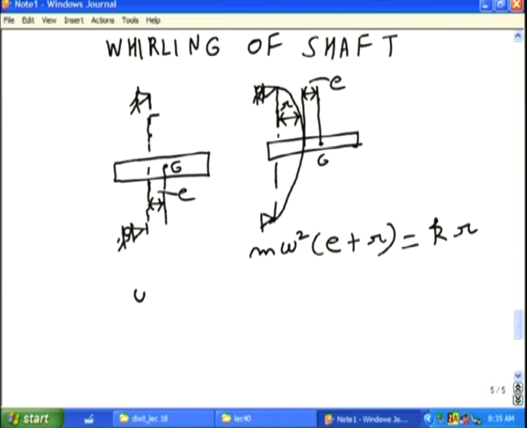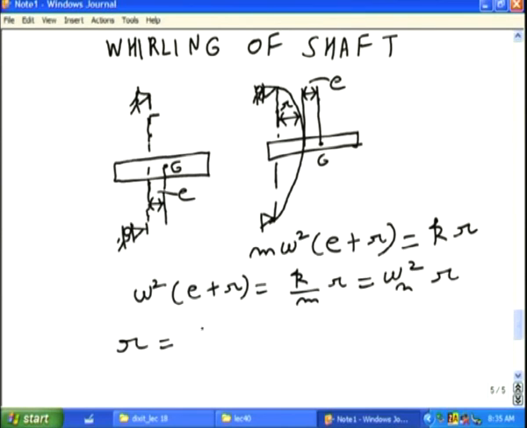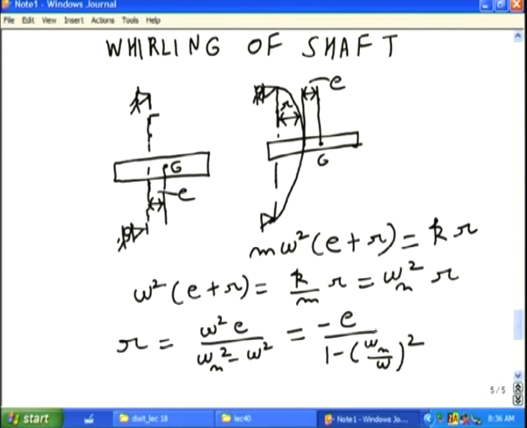Therefore, you get the relation omega square (E plus R) is equal to K by m into R. K by m is equal to omega n square, where omega n is the natural frequency of the system. Therefore, R is equal to omega square E divided by (omega n square minus omega square), or it can be written as minus E divided by (1 minus (omega n by omega) whole square).